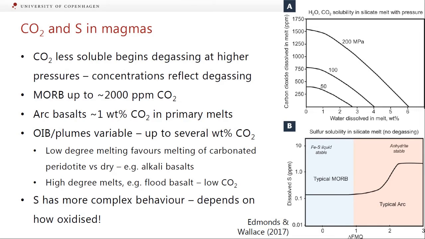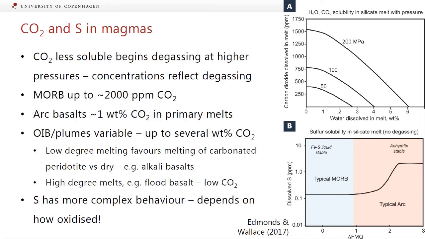A brief mention of carbon dioxide and sulfur. So CO2 is a lot less soluble than water, and what that means is that it begins to exsolve at much higher pressures. And there's a plot here of water and carbon dioxide solubility in silicate melt against pressure, and you can basically see these lines are the saturation amounts of some combination of water and carbon dioxide. At 200 megapascals, so, I'm not actually quite sure how deep that is, but somewhere in the crust, we can have up to 6% water, but we can only have up to 1500 ppm CO2, and if we go half that pressure we lose half our CO2. We've only lost a third of our water. And so what this means is that the concentrations of carbon dioxide in magmas pretty much always reflects degassing.